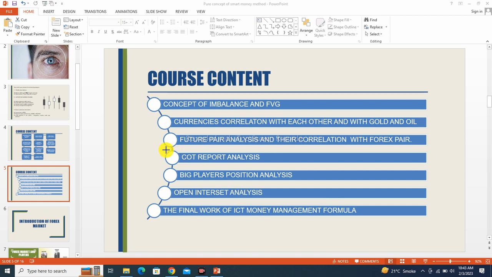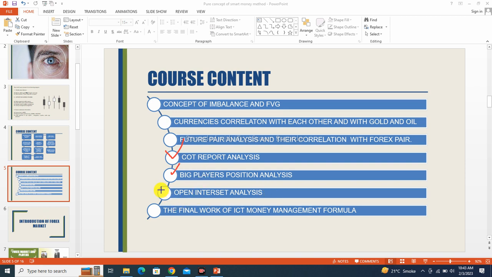And another topic is COT report analysis. There are 3 types of COT reports, and I will tell you the detail, and I will teach you all of these reports, which tell us the commercial and non-commercial positions. And another is the big player positions.